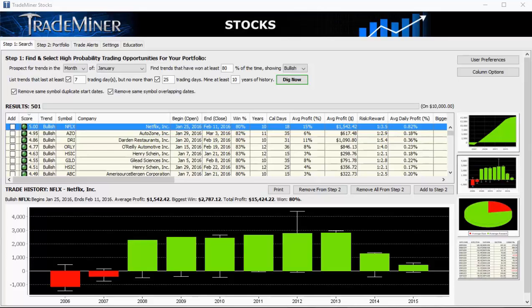In this TradeMiner video, we're going to take a quick look at the charts and graphs within TradeMiner. In a previous video, we ran our scan and looked through the table results. So now, let's just take a quick look at the results from a graphical standpoint.